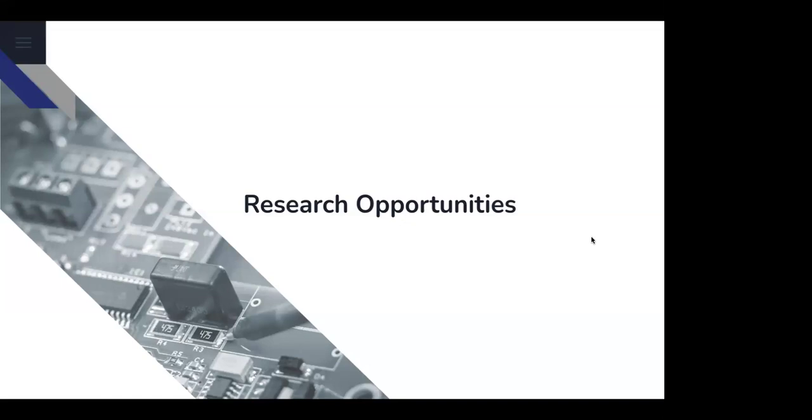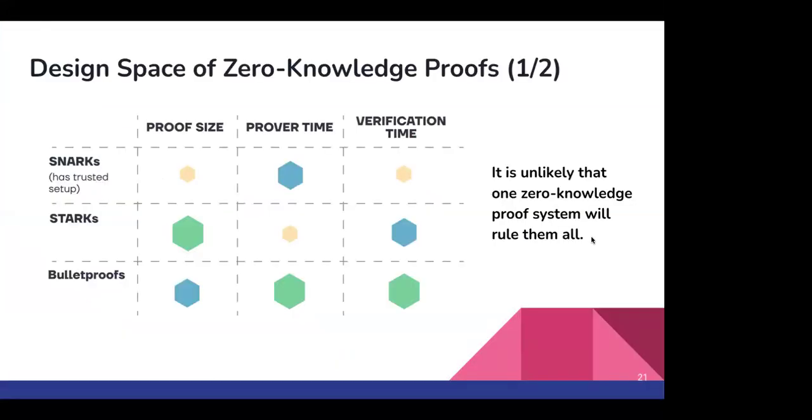So last, I would like to identify a number of research opportunities for this direction. Firstly, let's look at the design space of zero knowledge proofs. From this table, you can see we use basically three categories for zero knowledge proof: SNARKs, STARKs, Bulletproofs. You can see they all have different trade-offs in terms of the proof size, proof time, verification time. So it's unlikely there is one scheme that can rule them out, which means you have a larger design space you can explore to make trade-offs among multiple factors. This table only shows part of it.